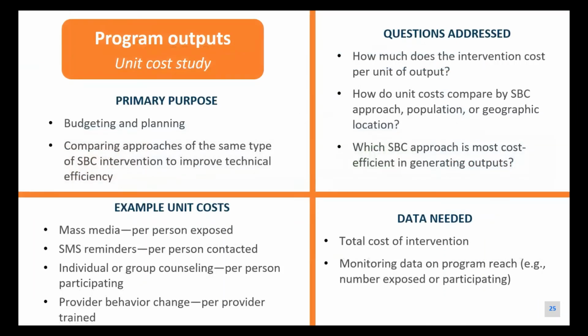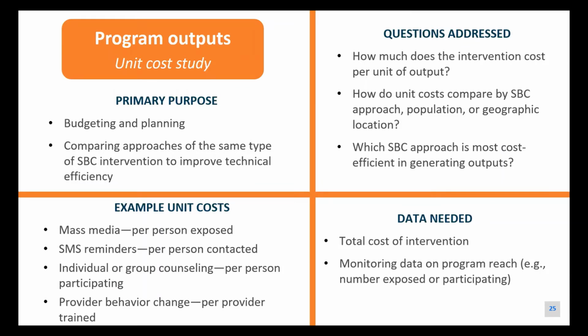So for program output denominators, the resulting study is usually called a unit cost study, and the primary purpose is for budgeting and planning. One can also use unit cost to compare approaches for the same type of intervention. For example, if a mass media campaign focused on youth was being broadcast on 3 different radio stations, each with varying costs, one could determine how much the intervention cost per person targeted to see which station was most efficient at reaching its target audience.